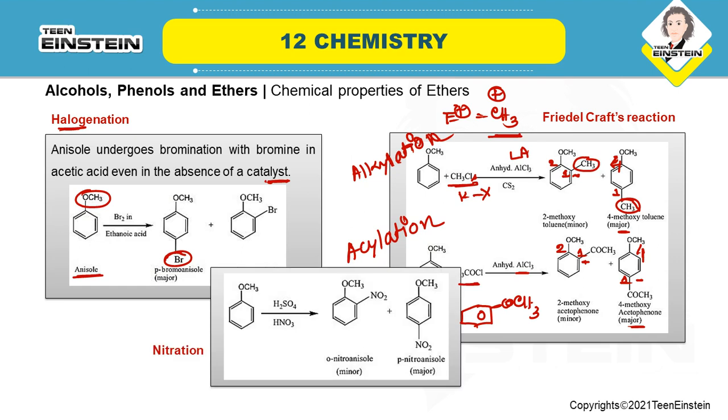And nitration reaction. So for the nitration reaction, here the electrophile is NO2 plus, but this electrophile is generated when you are using a mixture of concentrated H2SO4 and HNO3. So this electrophile is now inserted either at ortho position or para position, and para is major. So these are the 3 important examples under electrophilic aromatic substitution.